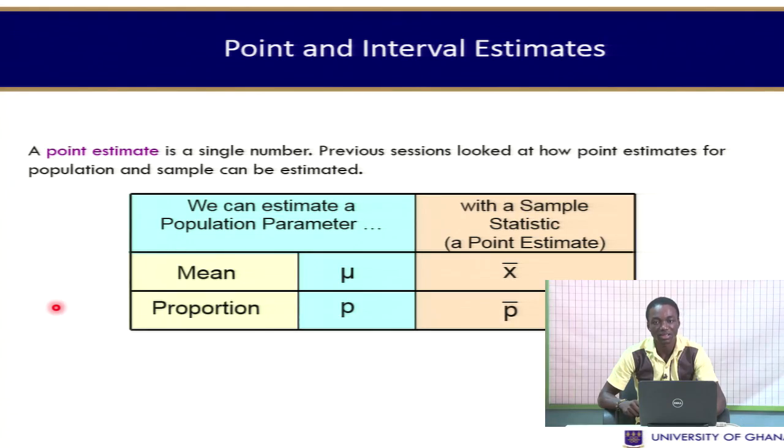Now, a point estimate is a single number, and in the previous sessions, we've looked at how we can use point estimates as representatives for our population parameters. Therefore, we learned that if you want to estimate the population mean, then we can use the sample mean as the best point estimate for the population mean. Also, the sample proportion p bar can be used as the best point estimate for the population proportion.